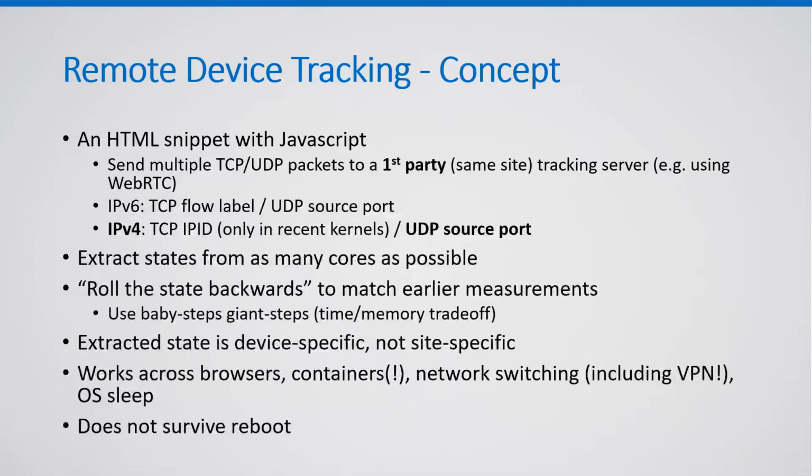The attack can use all combinations of TCP and UDP over IPv4 and IPv6. In our experiments, we used IPv4 UDP source port. The tracking server extracts states from as many cores as possible, and then the tracking server can roll these states backwards to match earlier measurements collected from the same device when it visited one of those sites. The attacker can use the baby steps, giant steps technique to reduce the processing time.